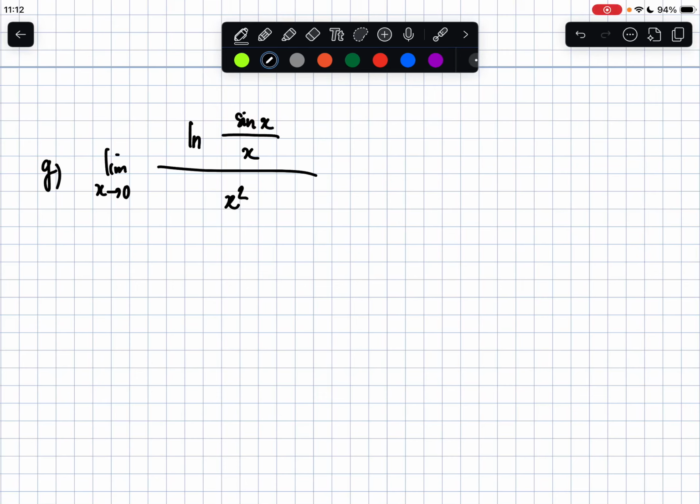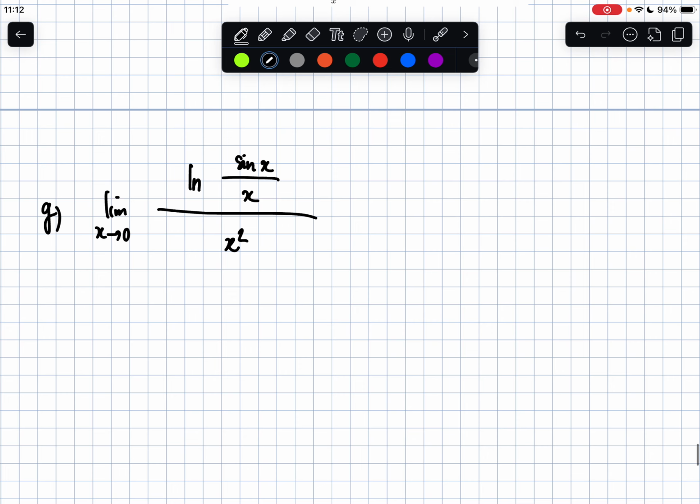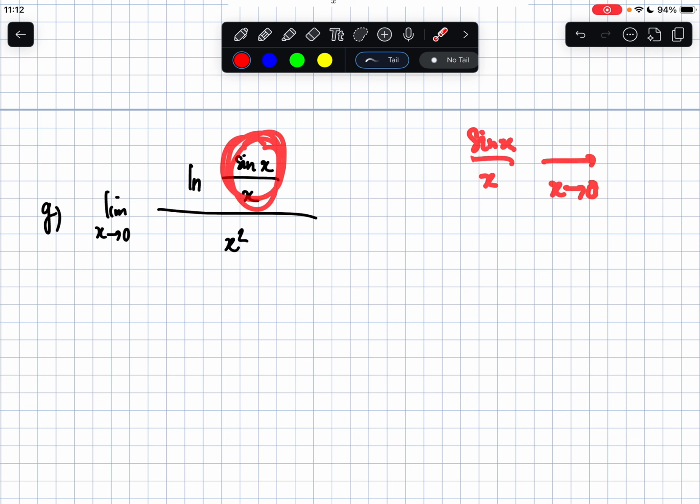Limit as x tends to 0 of natural log of sin x over x, divided by x squared. And we want to compute this limit. You plug in x equal to 0. You see that for this term, sin x over x as x tends to 0, this is a standard limit. You should know this equals 1.